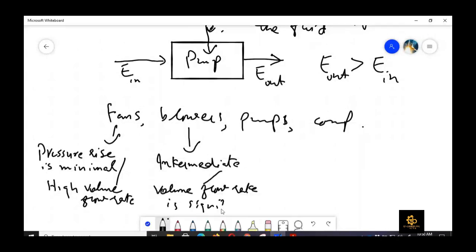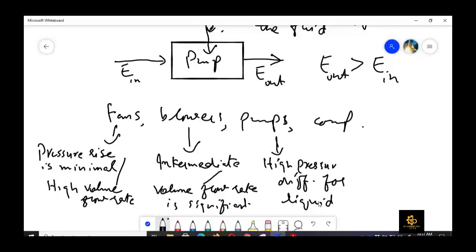Okay, and then like I talked about the dryer, as well as the blower installed in cars for blowing air through the vents for AC. So that is also an example of a blower. And then pump, what is pump? Here the pressure rise is high, a high pressure difference for liquid. So it only increases the pressure of liquid in pumps.